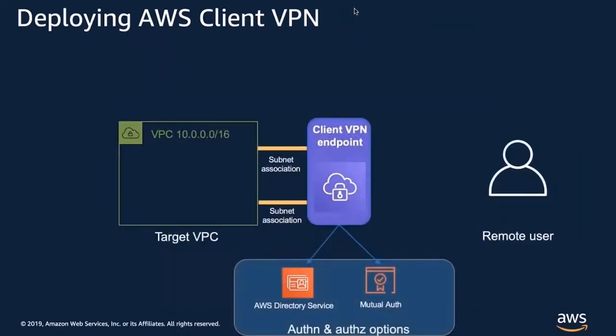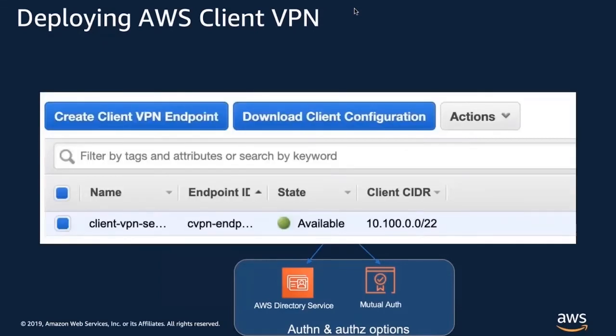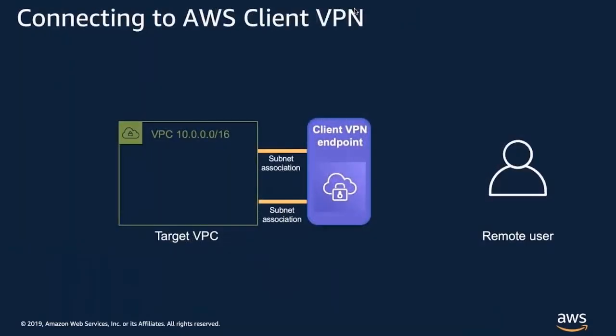So at that point, our client VPN is deployed. We've configured all the authorization and routing details. We can start connecting. Before we start connecting, we actually provide you the client configuration. So when your VPN endpoint is ready, you can download the client configuration and then use it on the remote user software, import it as a profile that the users will use to connect to the service.